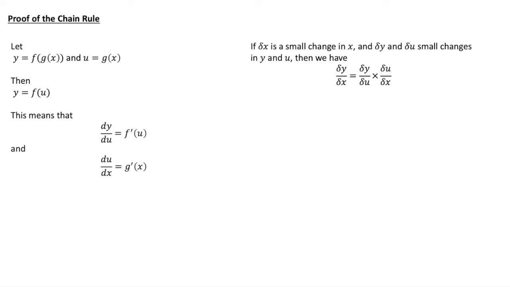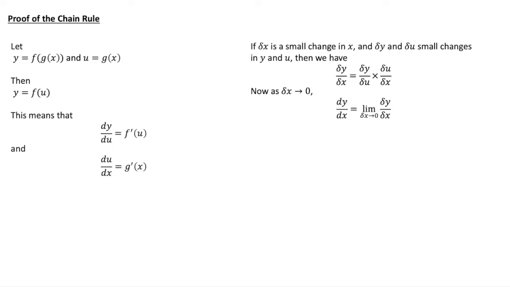Now, if you remember back to differentiation from first principles, you'll remember about using deltas. So if delta x is a small change in x, and delta y and delta u are small changes in y and u, then we can say that delta y over delta x is equal to delta y over delta u times delta u over delta x. And that is simply algebra, because at the moment the deltas are all numbers, so delta y is a number, delta x is a number, and so we can treat them algebraically.